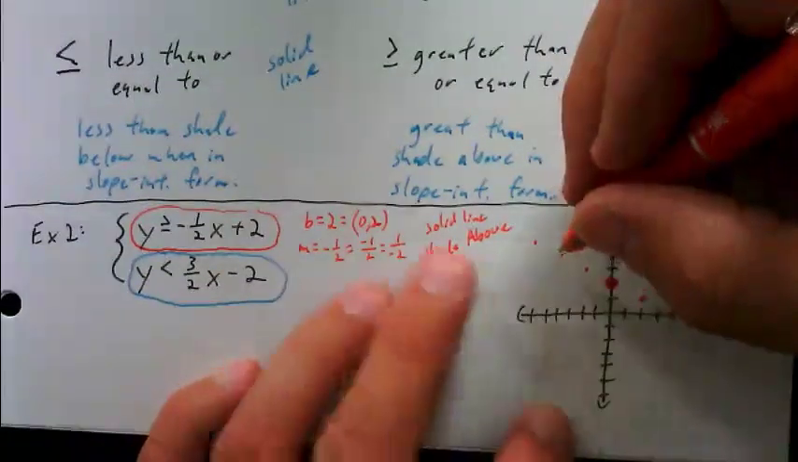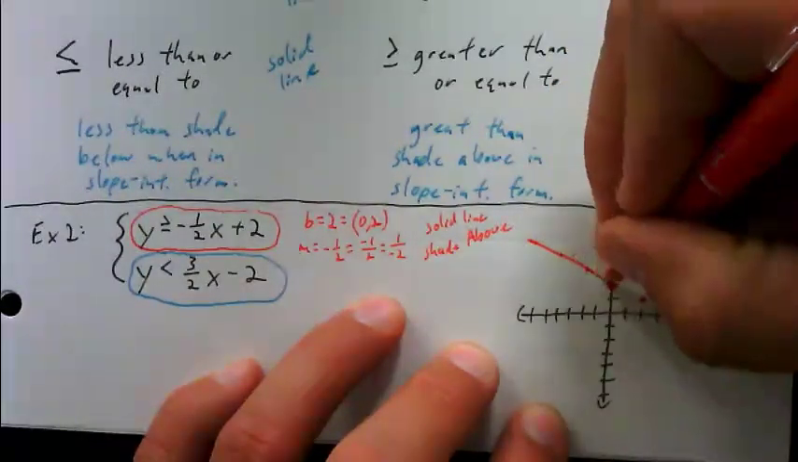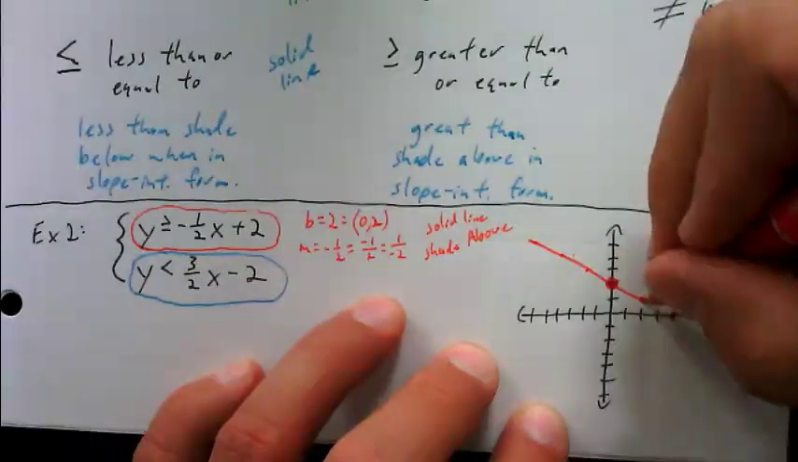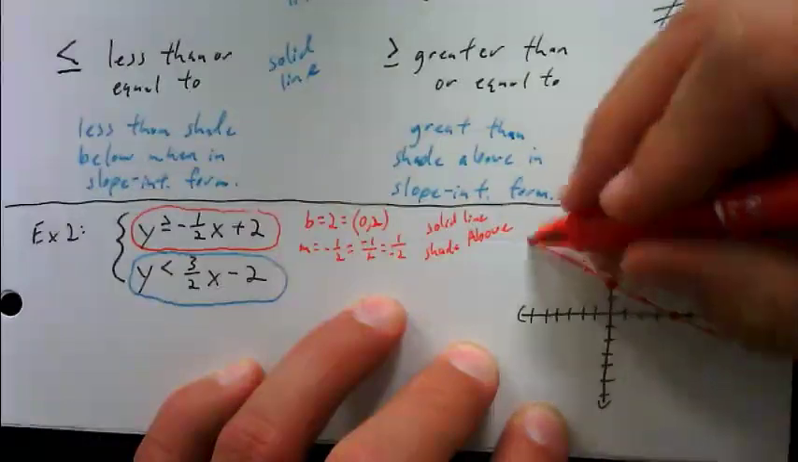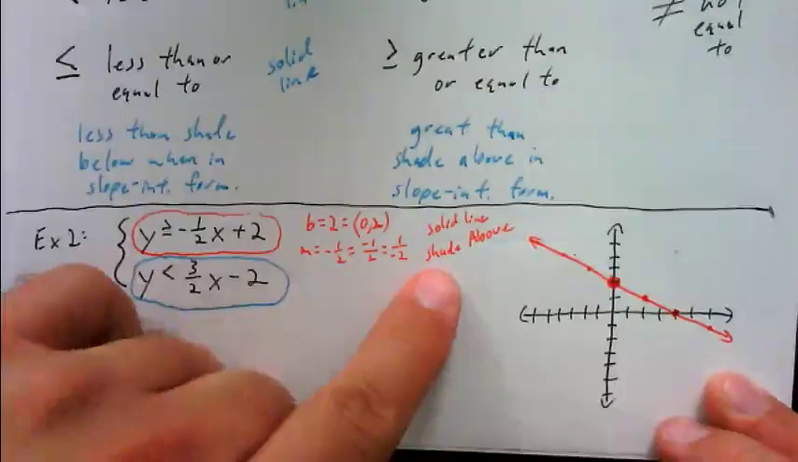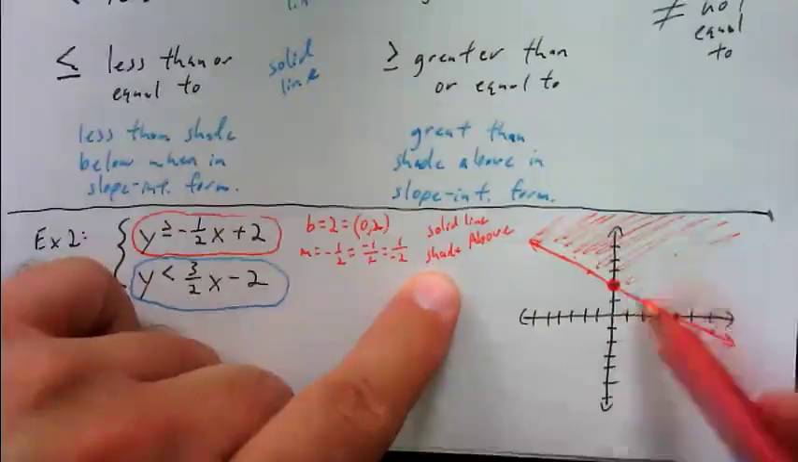So this is my line. And again, it's a solid line, we said. So I'm just going to draw a solid line. I wasn't very straight with that, but you can get the idea. And finally, I have to include shading. And I'm shading above the line. So everything up to the top.